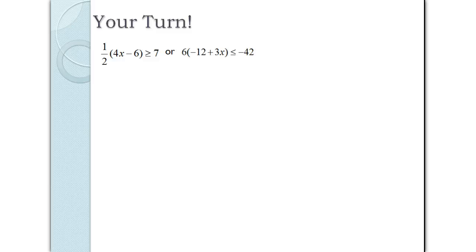Alright, last problem for you guys to try on your own. Take a second to try this problem out, and then we will discuss it.